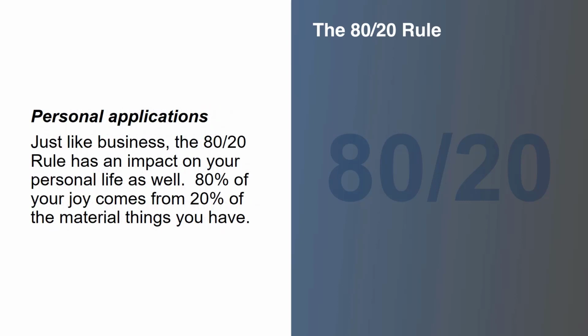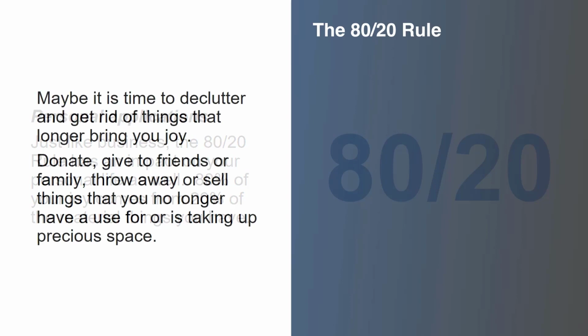Personal applications. Have you ever looked around at all the things you have accumulated? It can be staggering at the amount of things we collect over the years. Just like business, the 80-20 rule has an impact on your personal life as well. 80% of your joy comes from 20% of the material things that you have. With that in mind, do you really need all of the things that are taking up space in your home and life? Maybe it is time to declutter and get rid of the things that no longer bring you joy. Donate, give to friends or family, throw away, or sell things that you no longer have a use for or is taking up precious space.